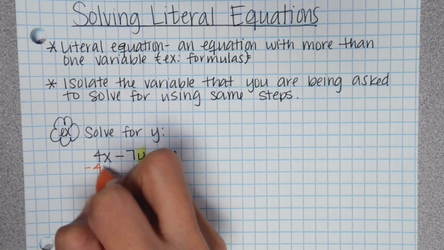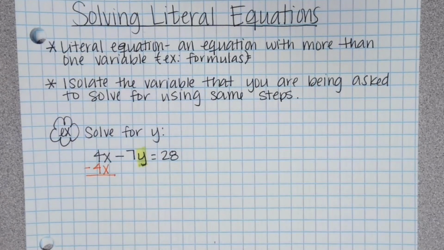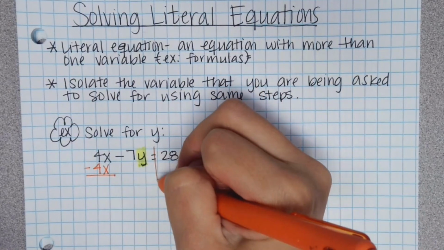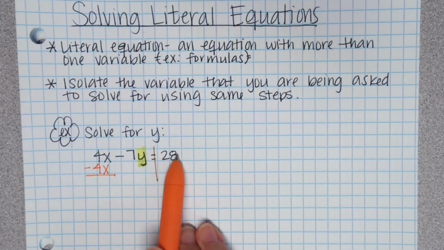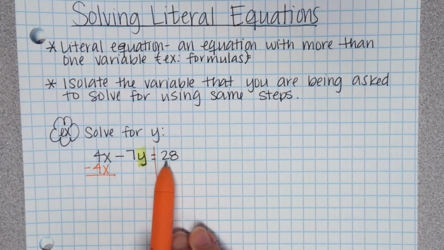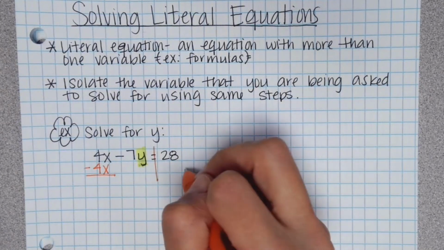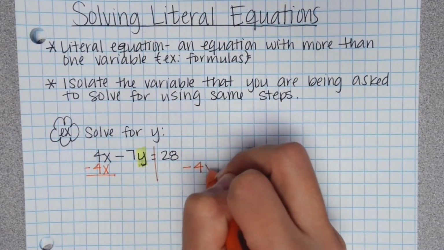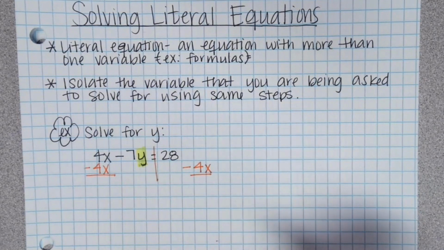Okay, so I'm going to subtract 4x, and we go back to our junior high teacher. What I do to one side, I have to do to the other side. Over here, though, notice 28 does not have an x. So I'm not going to put the 4x directly under it, rather on the side, because they are not the same kind of numbers. They're different terms.